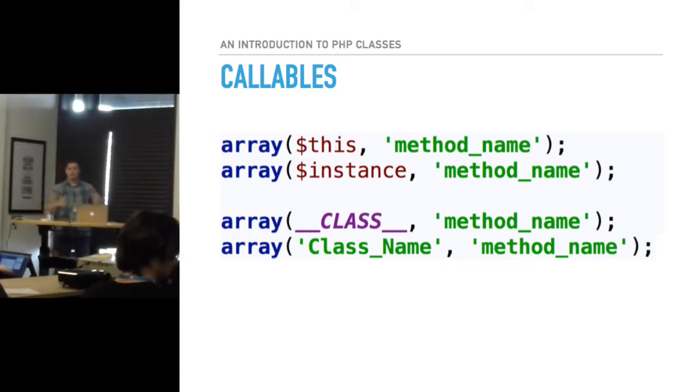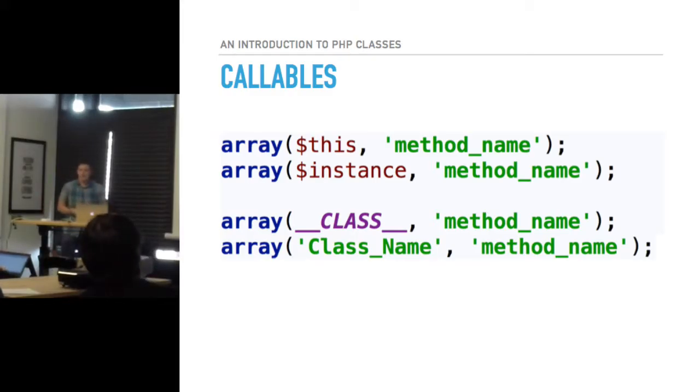And this is not a WordPress thing, this is just a PHP thing. So that's just the way that callables work. And then, of course, that second line on the top section there is when you have an object that you've instantiated. I'm just, as an example, using $instance to represent an object that has been created from a class. So you can pass in the object itself and then the method name, and it'll work just the same way.